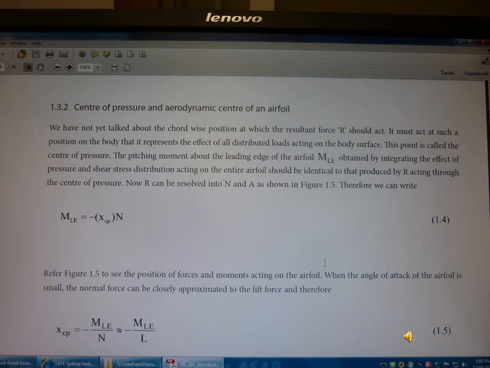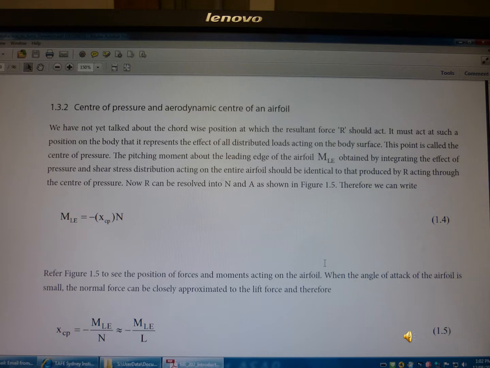Then we were talking about the center of pressure and the aerodynamic center of an airfoil. We have not yet talked about the chordwise position where the resultant force R should act. It must act at such a position on the body that it represents the effect of all the distributed loads acting on the body's surface. This is why it is called the center of pressure.